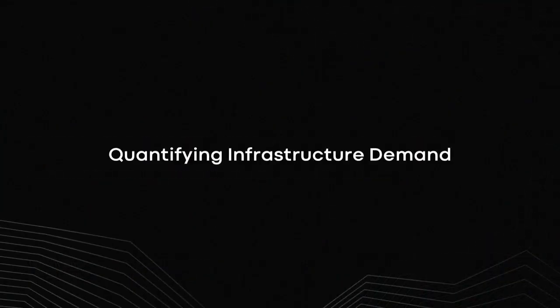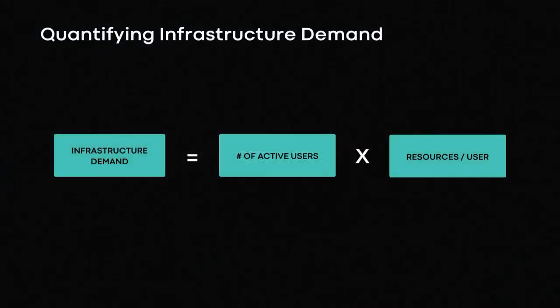To support more users and more features, you need more machines. While dealing with explosive growth, it's very important to be able to quantify your infrastructure demand and be able to forecast it for the near future. Let's take a look at how we modeled the demand growth problem at Instagram. Infrastructure demand can be measured as a simple product of the number of active users on your app and the number of resources you need to support a single user.